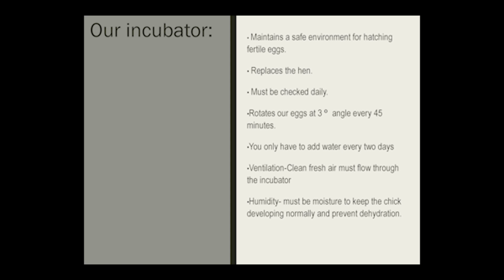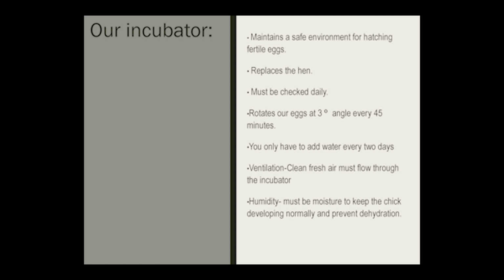It replaces our hens or our goose. It must be checked daily, but it also does this really great thing where it rotates our eggs at a 3-degree angle every 45 minutes. When this happens on the farm, the mother hen or the mother goose will turn her eggs or roll them. So we can't do that necessarily every day. So this is why we have an incubator that does it for us. So at a slight 3-degree angle, every 45 minutes, our incubators will start to chirp.